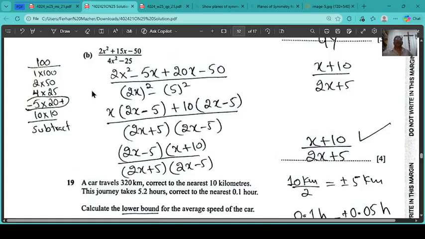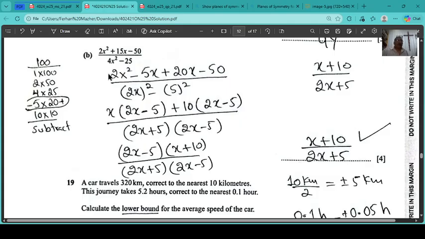Both these terms are perfect squares, which can be written as (2x) squared minus 5 squared. So two perfect squares with a negative between them. It's like a squared minus b squared, and that is equal to (a plus b)(a minus b). So I can write here (2x plus 5)(2x minus 5).